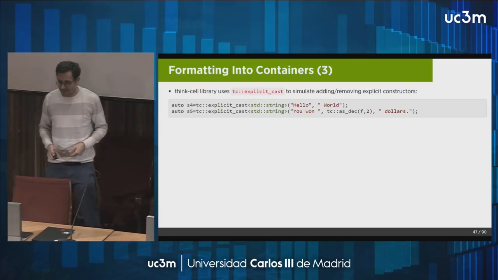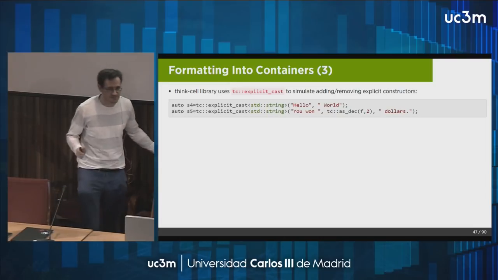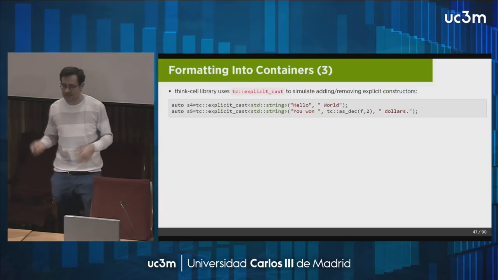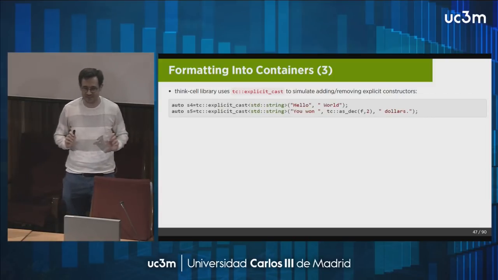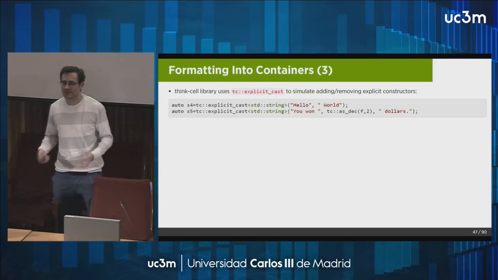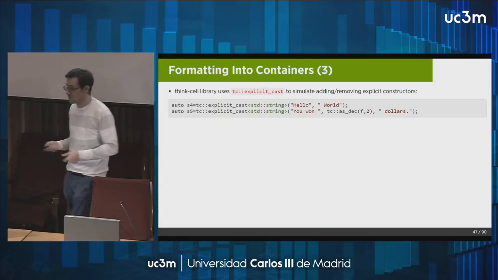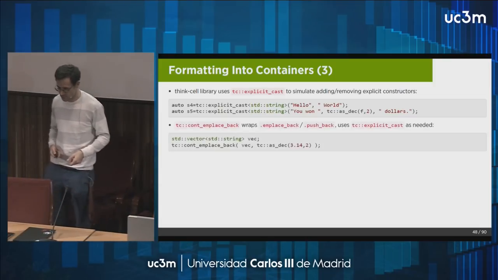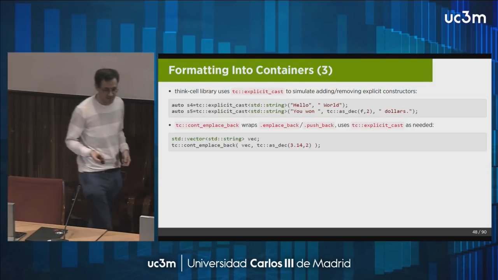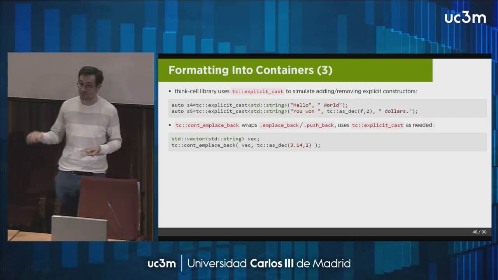Now, of course, we don't have the power of the standard committee, okay? We can't change constructors, and we still use the std string. So what did we do? What we did is, in the library, we have this explicit cast facility, which expresses essentially all the constructors that we would like to have, but that we cannot add to the existing types. So explicit cast is our way of adding constructors. And there, all the stuff that I showed you works. There is also a wrapper for emplace_back, because emplace_back, of course, internally calls a constructor. So you need to do some magic in order for these replacement constructors to work.